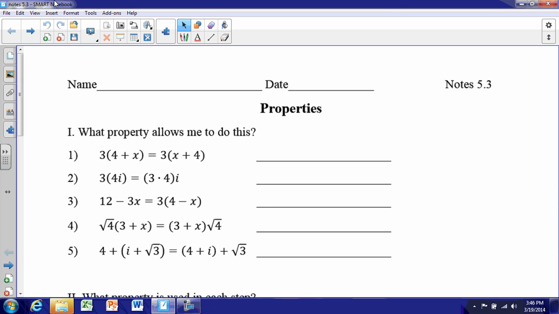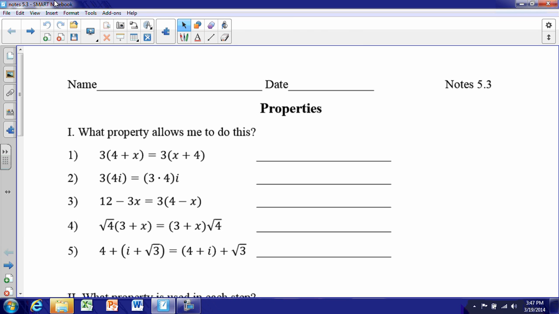Okay, using our properties chart that you need to start becoming familiar with, because you're not going to have it on a test or a quiz. You will have a properties word bank, but of course the chart won't be there to tell you what they are. We are going to go through some examples and try to figure out what property is being used.